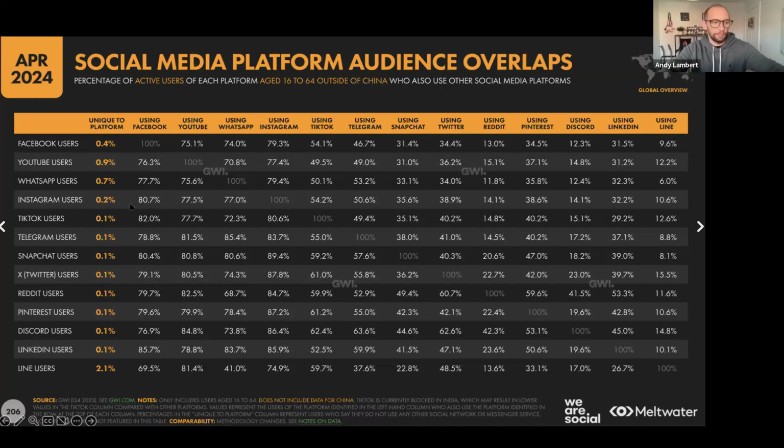But we also want to think about how do we extend the reach of our content? How do we maximize bang for buck? How do we repurpose our content to reach as many people as possible? And this gives us an idea of where those audience overlaps are. So if you look at Instagram, 80% of Instagram users are also using Facebook, 77% of them are using YouTube. WhatsApp's probably a little less relevant in this instance. And then over 50% of them also using TikTok.